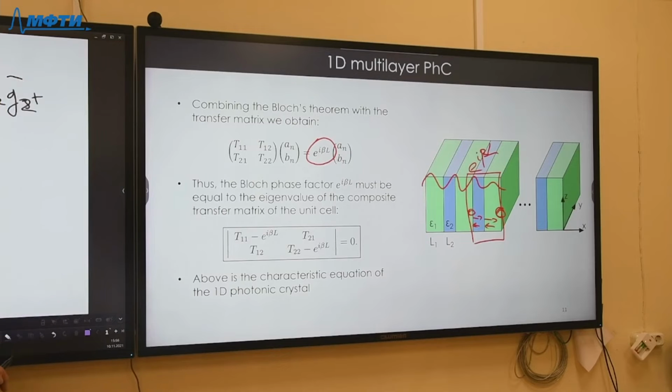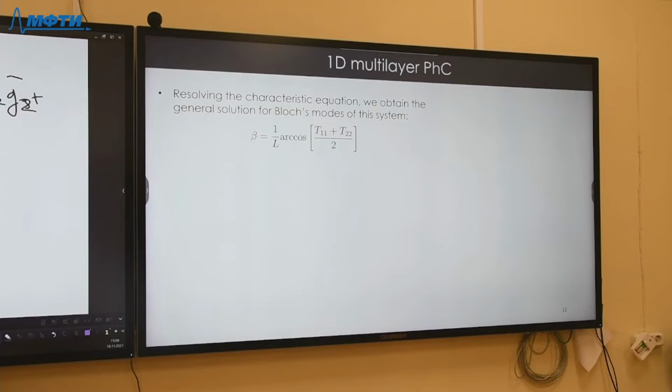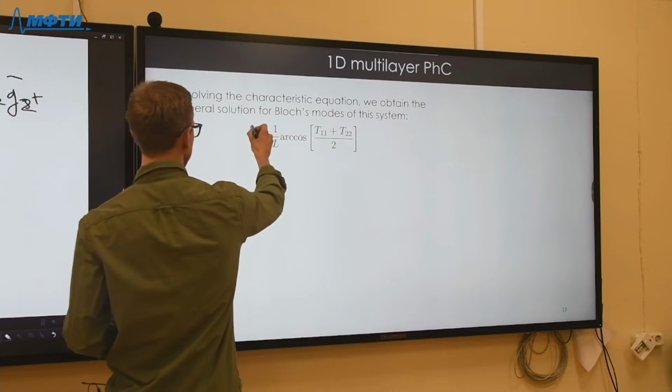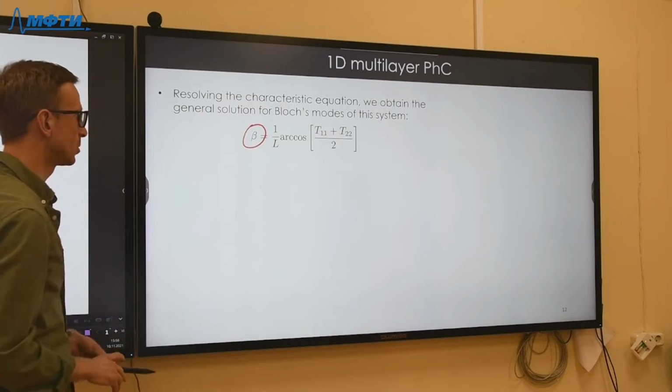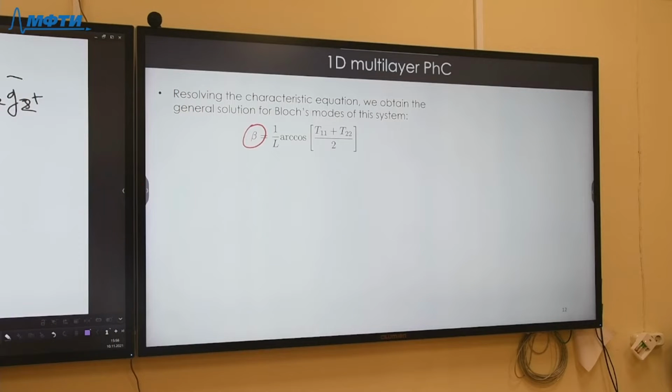And let us solve this equation by resolving it with respect to the propagation constant beta, which we are actually looking for. We obtain this elegant expression, which allows us now to study how beta depends on frequency. So, vice versa, how frequency depends on beta, because usually beta is plotted along the x-axis of any dispersion diagram, and frequency is plotted vertically.